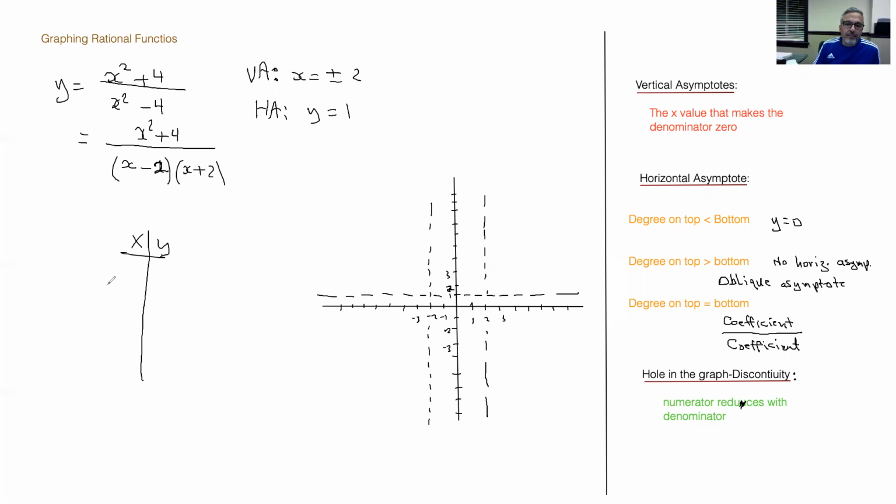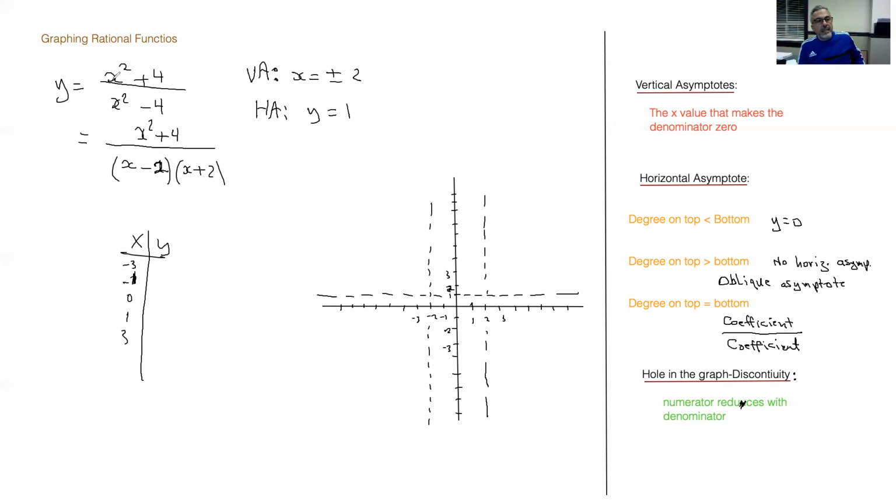Now I'm going to choose one x value on the left side of the vertical asymptote, so negative 3. On the right side, I'm going to use 3, and in the middle, negative 2, negative 1, 0, and 1. Now I'm going to take these numbers and plug them right here.